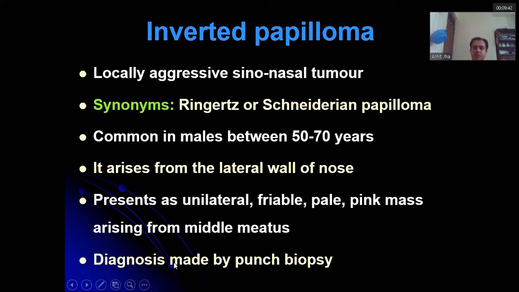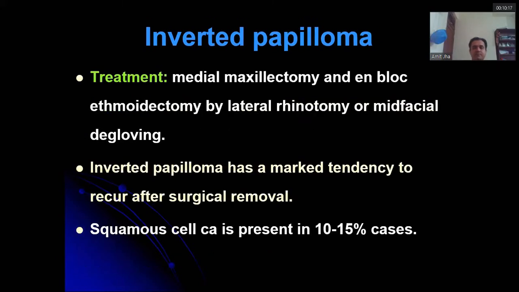So before going for any management, the diagnosis is made, and the best way to do that is by punch biopsy or incisional biopsy, right? What we do is the mass is visualized from the nose, and we have a punch biopsy forceps. We take a punch, send it for histopathology, and the report comes. If the report says it is an antrochoanal polyp, then we just do functional endoscopic sinus surgery. But if it is inverted papilloma, then we need to do a more aggressive surgery.